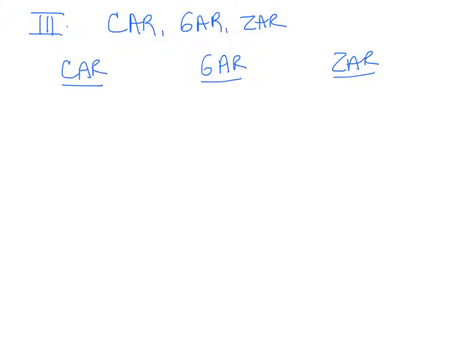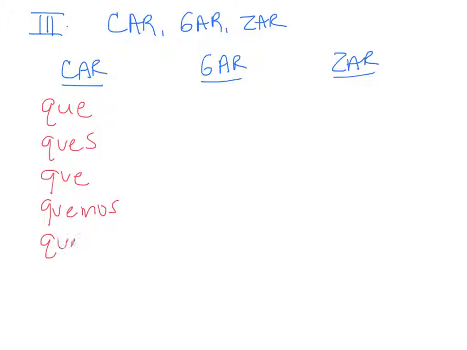The next part of the present subjunctive are verbs that end in car, gar, and zar. These verbs are going to change their form, as you've seen with both the preterite tense and with commands, to preserve the sound of the verb. So with car verbs, we're going to use que, qués, que, quemos, quéis, and quen.